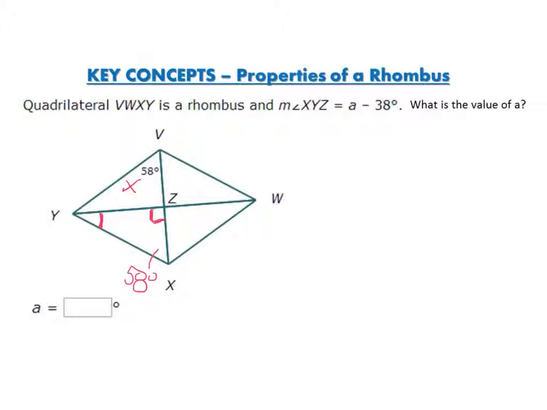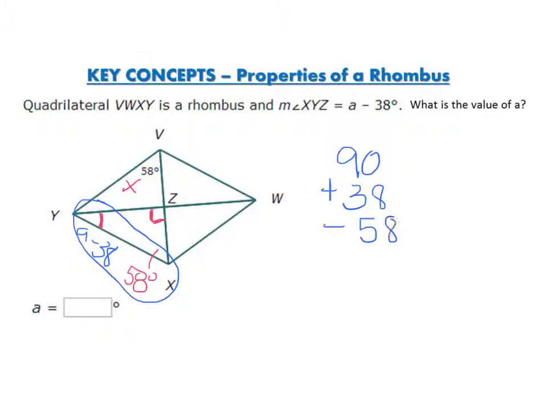So I can either look at, they all add up to 180, or I can look that these two add up to 90. So I'm just going to look at that A minus 38 and 58 add up to 90. So I'm going to start with 90, and I'm going to add 38 and then subtract 58, and that's going to tell me what A equals. And that would be 70.